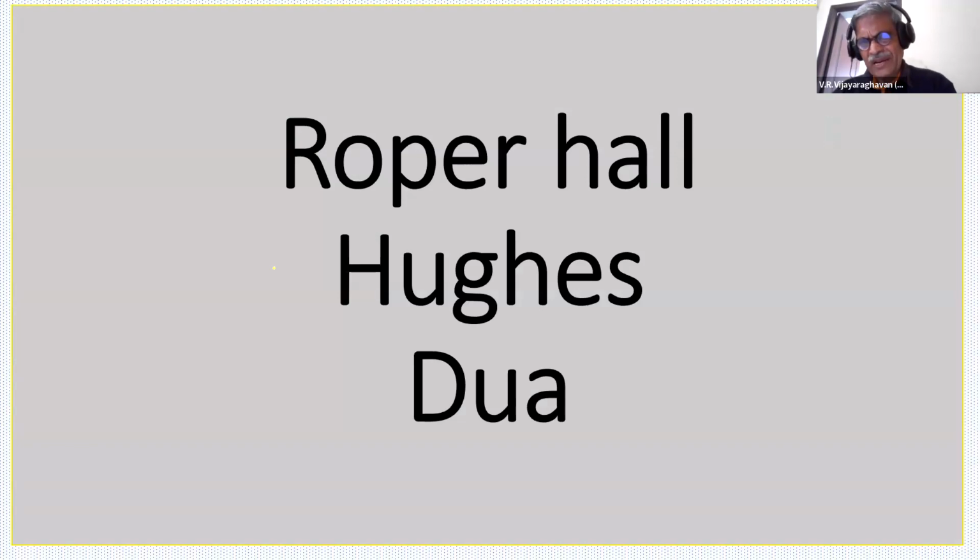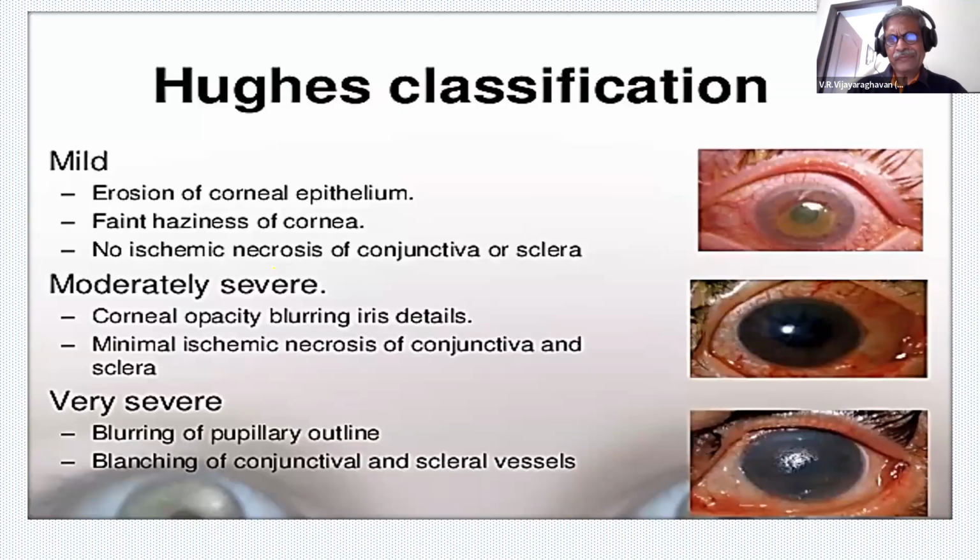The chemical injuries. Never forget Roper Hall and Hughes. Roper Hall and Hughes classifications. Of course, Dua has introduced, he has brought your conjunctiva also into the picture. Before that, Roper Hall and Hughes were telling cornea and limbus. Based on that, they told the severity. Just know this, it is enough.